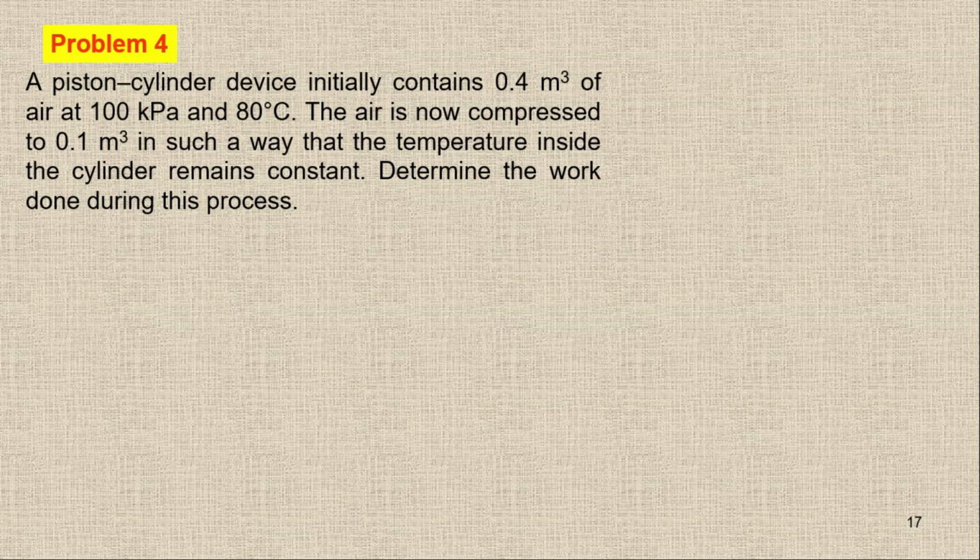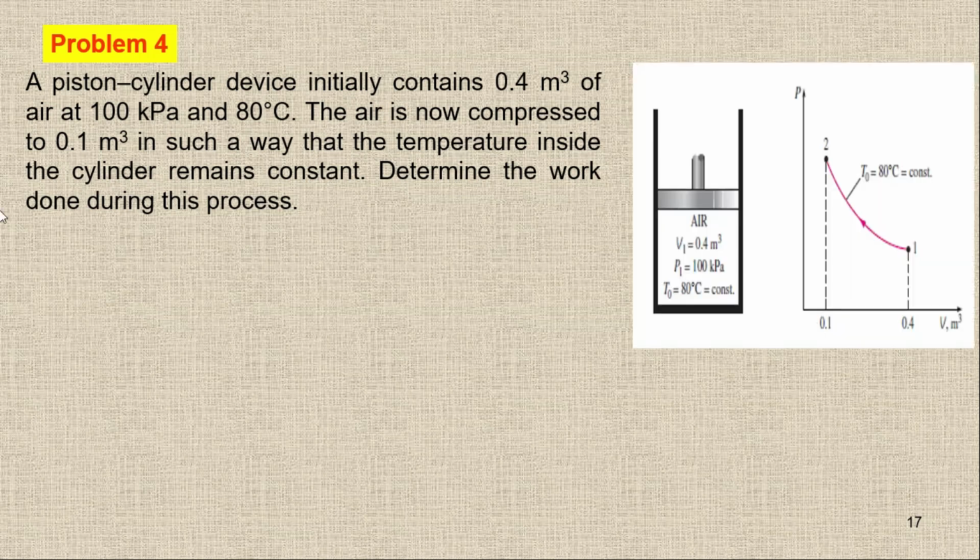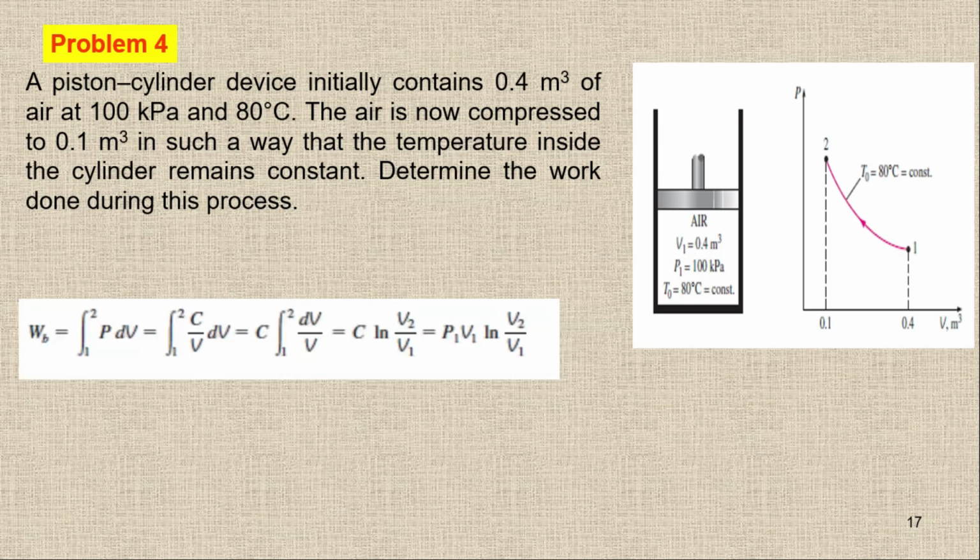For this type of question, always try to draw a PV diagram. So here we have a PV diagram, with an initial volume of 0.4 meter cube, a final volume of 0.1, state number 1, state number 2, and the volume is going to decrease, and the pressure is going to increase, and we have a temperature of 80 degrees Celsius. So basically we are going to use an isothermal process, and for an isothermal process, the equation for the boundary work is like this one. We have already studied this one.